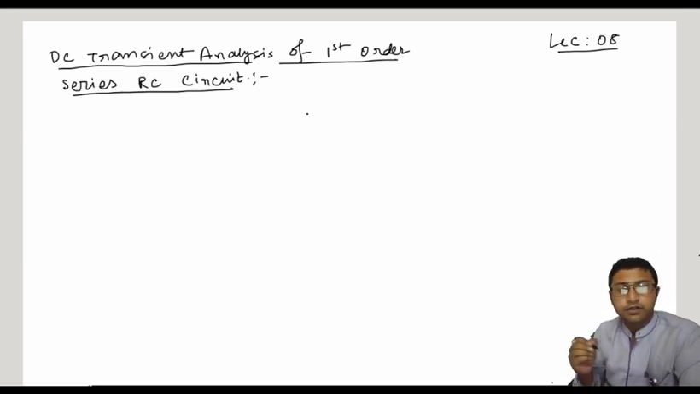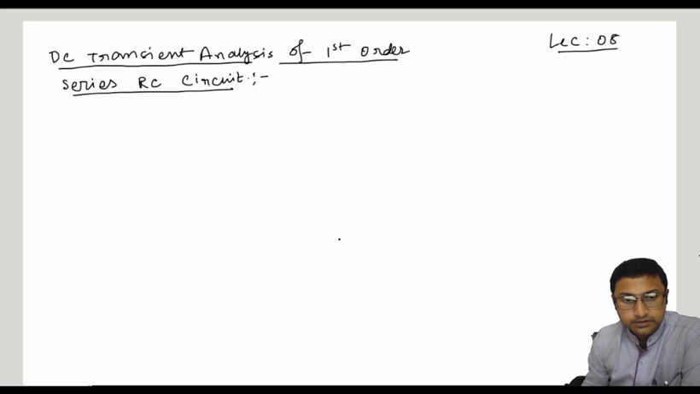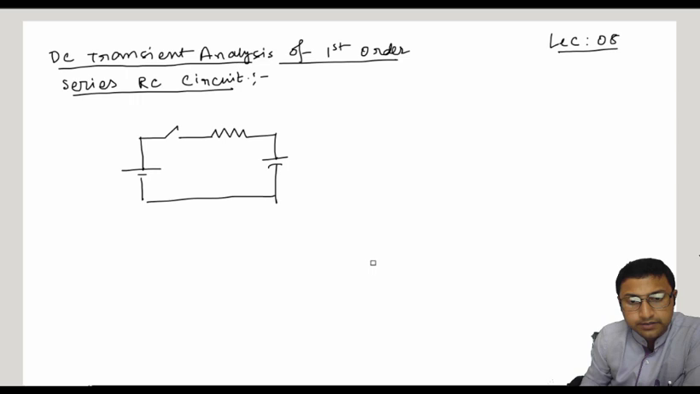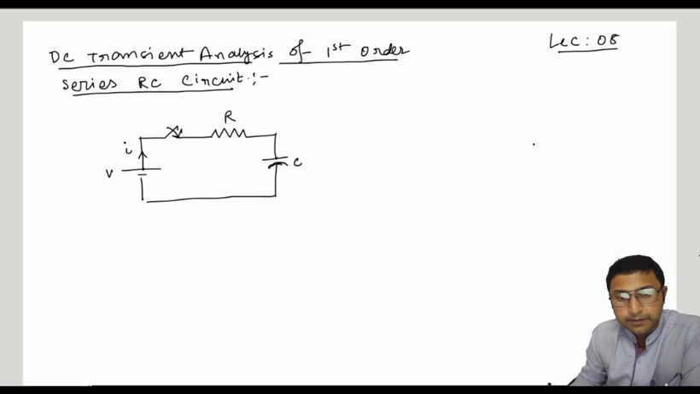So first of all, if we draw the circuit diagram, suppose this is a DC voltage, right? So this is a switch, and in series one resistance and one capacitance is connected. Okay, very simple. So this is R and this is the C. And this is V, and I current is flowing from the supply voltage. Now at the switch on condition, suppose the switch is on at t equal to 0.